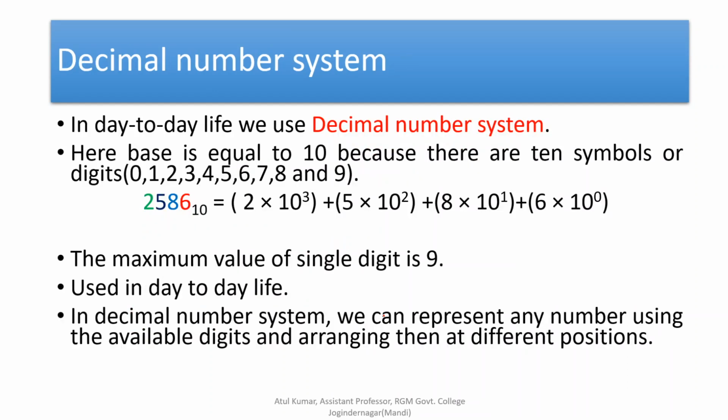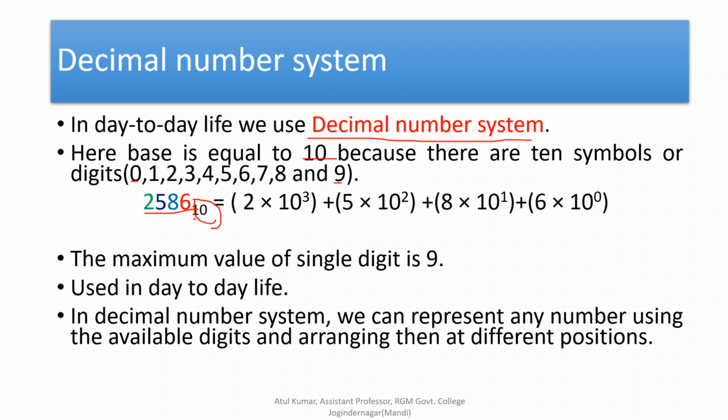So the first positional number system I will discuss is decimal number system. The base of this number system is 10. The reason behind this is that there are 10 digits in this number system starting from 0, and the last symbol in this number system is 9, and this number system we use in day-to-day life. For example, we have a number 2586. It has a base 10. This means this number system is decimal number system.